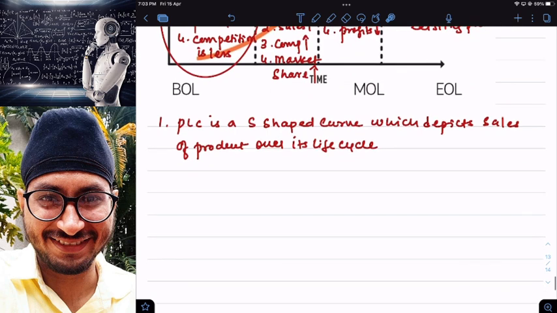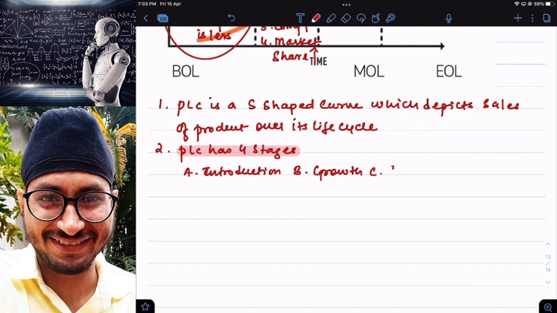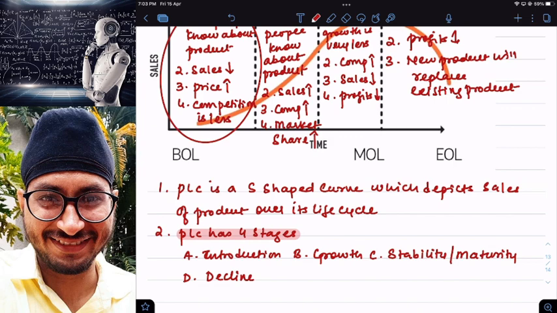Who will depict this? Product life cycle. And PLC has 4 stages. Sir, what are those 4 stages? First one is introduction. Second one is growth. Remember the sequence: first introduction, then growth, then stability, also called maturity, and then decline. These are the 4 stages of product life cycle. This is a short summary of what we have discussed. Clear? Understood? Anyone has any doubts here in product life cycle?